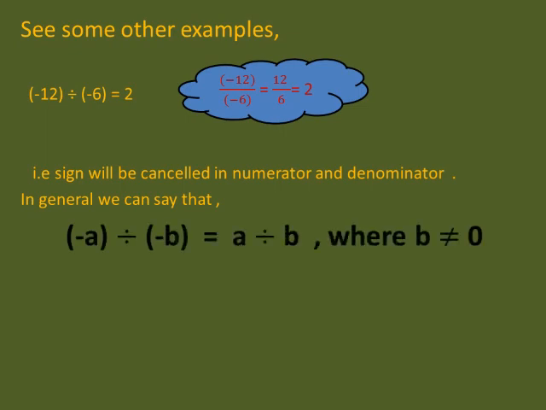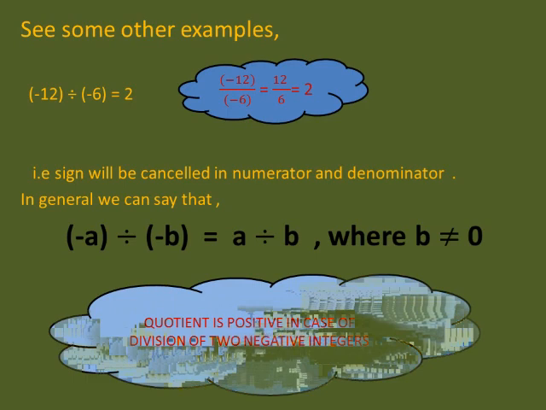So here, in general, we can say that if minus a is divided by minus b, where a and b are any integers, then the quotient will be a divided by b. That is, they both will be positive because the signs will cancel out. But one thing has to be kept in mind, that the denominator will never be equal to 0. So, the quotient is positive in case of division of two negative integers.